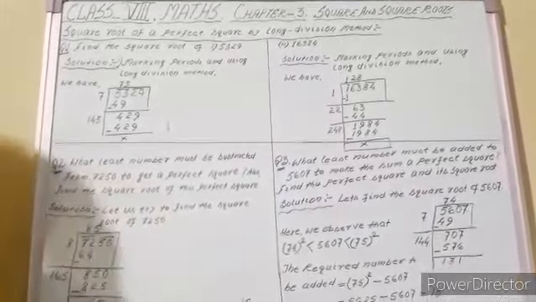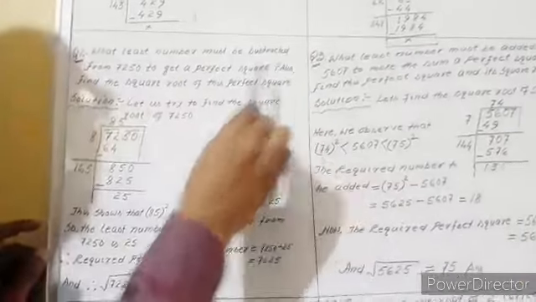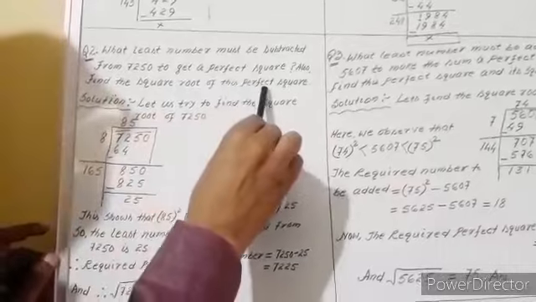We are to follow the same procedure in dealing with the rest of the problems. Moving on to: what is the least number that must be subtracted from 7250 to get a perfect square? Also find the square root of this perfect square.